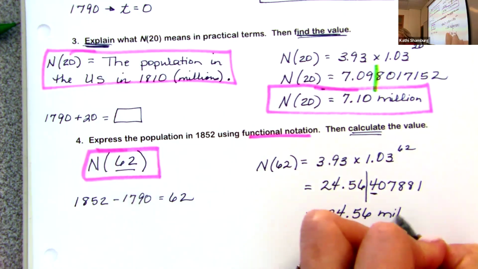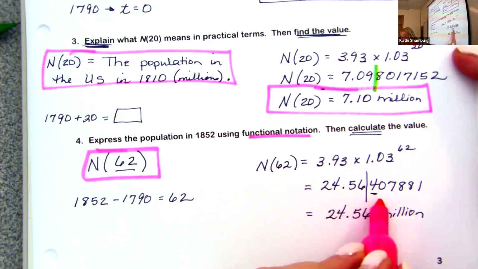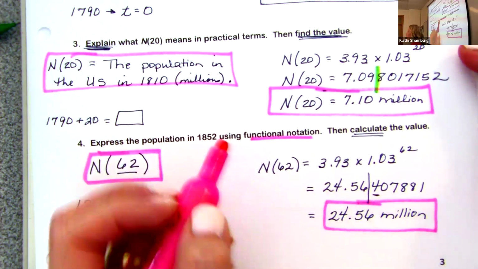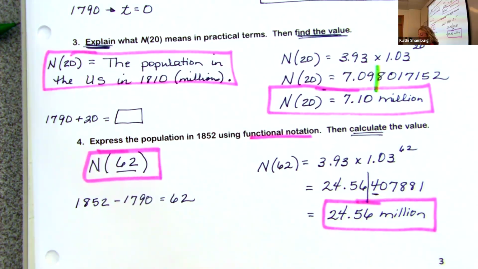Million. Y'all, without that million, you're saying 24.56 people. That's not a very big population. So it's gotta be that million, okay?